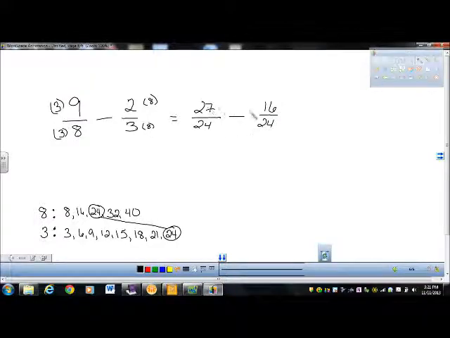Now I can just subtract my numerators, because my denominators are finally the same. And 27 minus 16 equals 11. And our denominator stays the same, so we've got 11 over 24. And that cannot be reduced any further because nothing goes into both 11 and 24. So it's going to say 11/24.